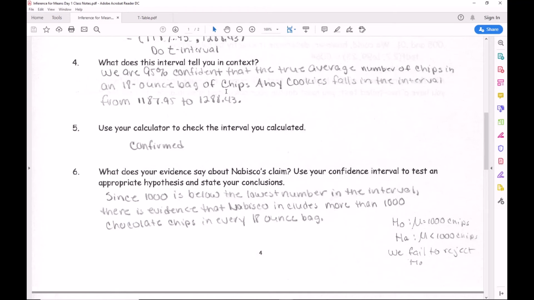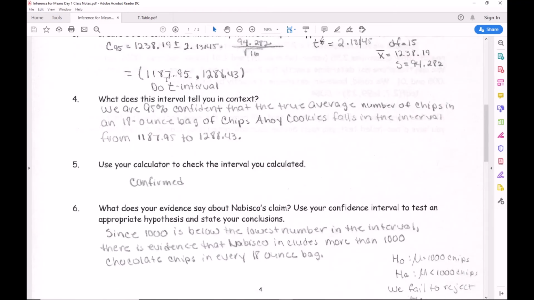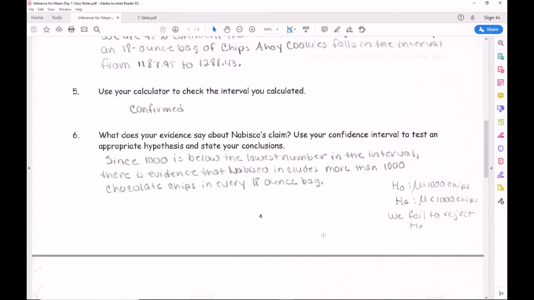All right. So if you look up here at this interval, do you see how 1,000 is way, way before the lowest value here? And they wanted at least 1,000. Both numbers are clearly over 1,000. Well, since 1,000 is below the lowest number in the interval, there is evidence that Nabisco includes more than 1,000 chocolate chips in every 18-ounce bag. We would fail to reject H0. Make sense? Okay. So if you want, you can pause this and fill in the notes and whatnot. And I'm just going to move on to the second of these.